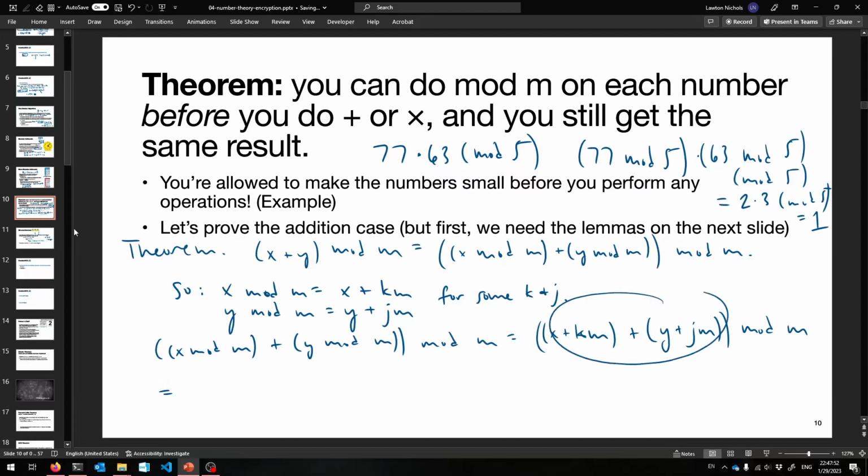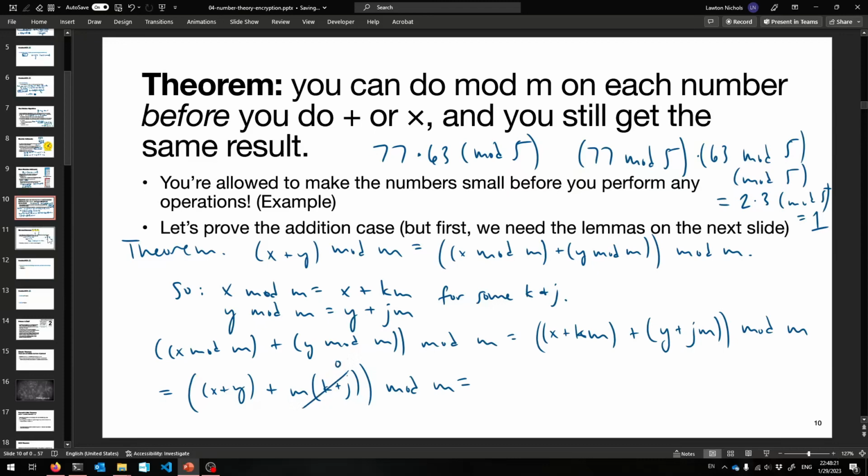And then let's bring like terms together. I have some multiples of m. Let's bring those together and put x and y next to each other. So this is equal to x plus y plus some multiple of m times k plus j, right? K plus j. And then I'm doing mod m here. And it just so happens that this entire part is going to go to 0.